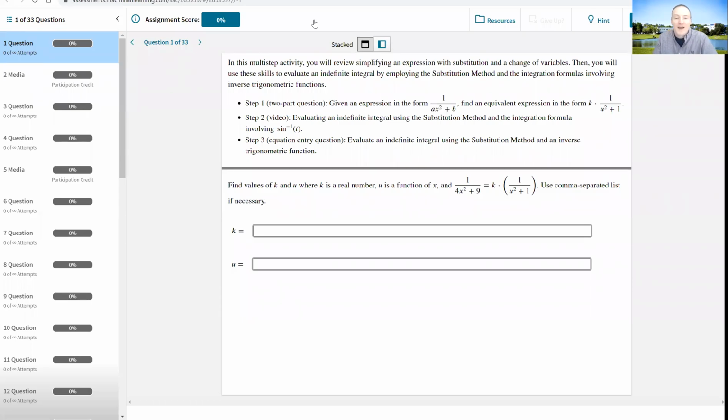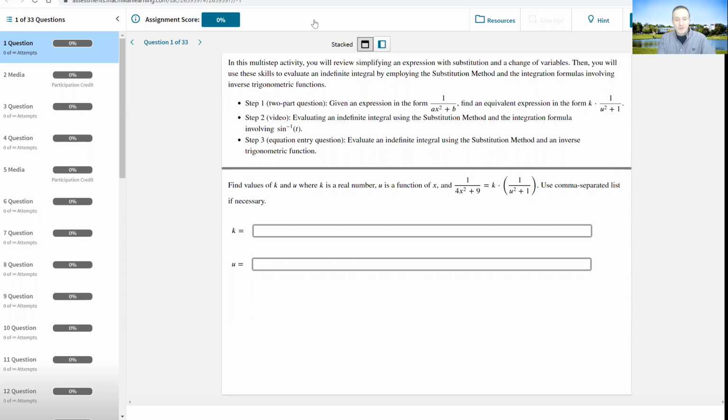We are looking at section 5.8, which is continuation of substitution. Pretty cool stuff. This section's introducing the transcendental functions that we didn't have to deal with in the previous section. Other than that, it's pretty much a carryover from 5.7 questions.